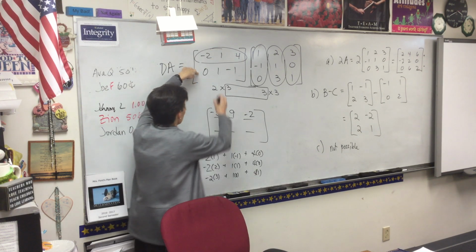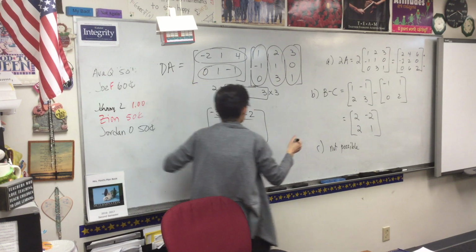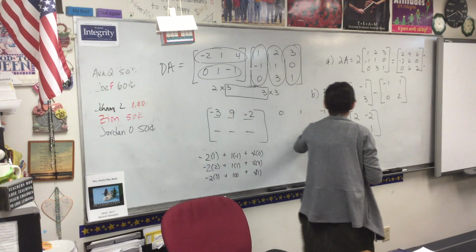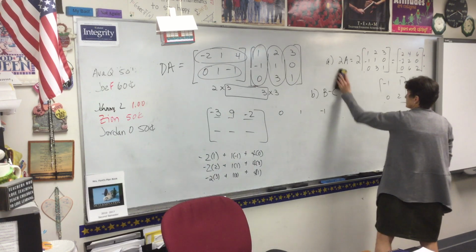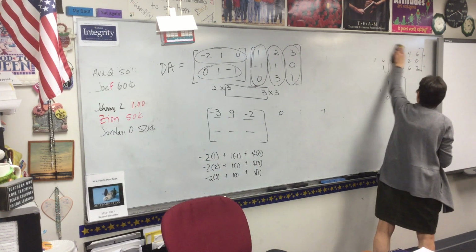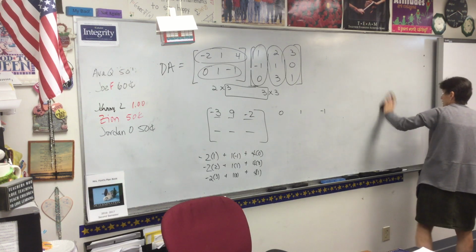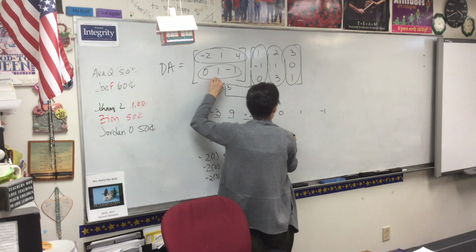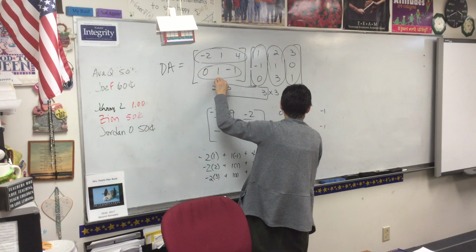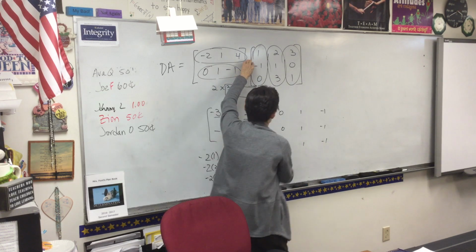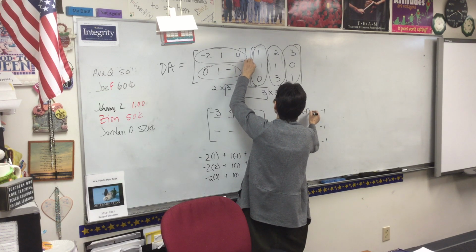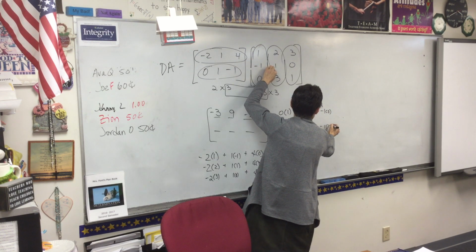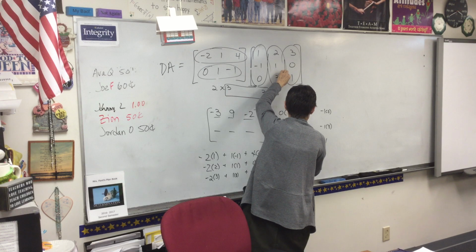Drop down. I go to the next row, and I do exactly the same thing. So I take my 0, 1, and negative 1, and I'm going to be using that row 3 times. I'm going to be using that bottom row with the first, second, and third columns. So there's my bottom row times my first column, my second column, and my third column.